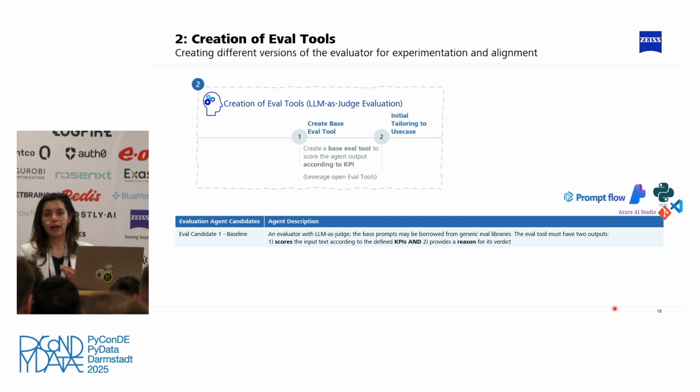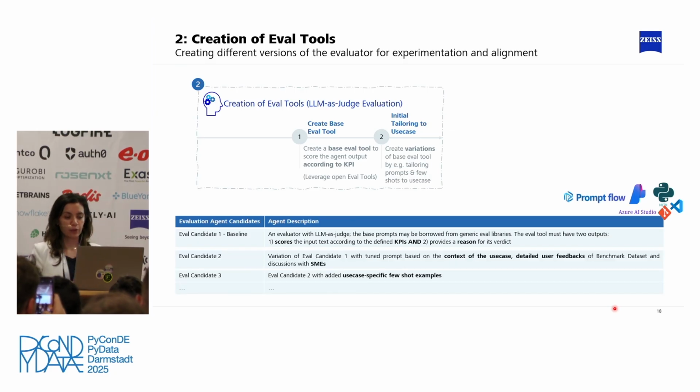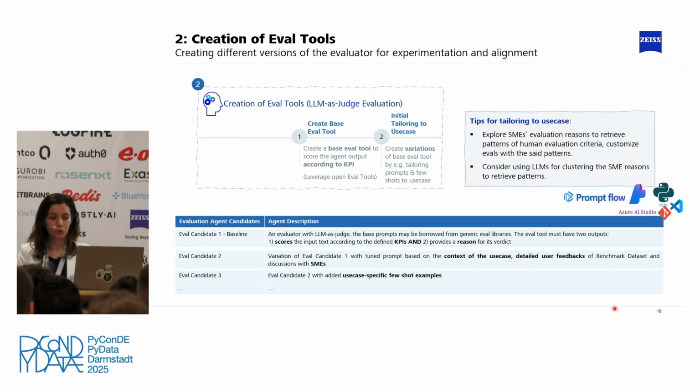And this should be tied with your KPI, meaning that the eval agent would need to score the output with respect to the KPI. Then out of this base eval tool, you can create multiple variations of the same base eval so that you can perform some experimentation and iterative optimization, and thereby develop your optimized eval tool, if you will.